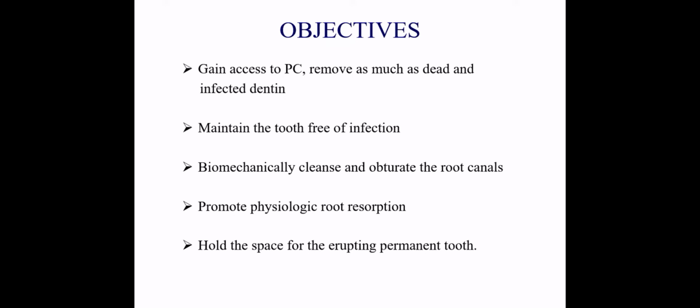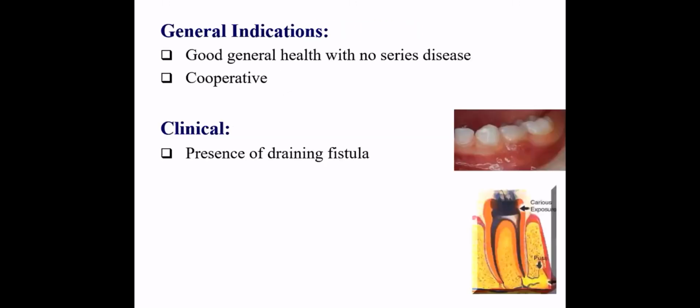Second is maintaining the teeth free from infection. That is the same as pulpotomy, what we have discussed earlier. Then biomechanically cleanse and obturate the root canals, promote physiological root resorption, and hold the space for the eruption of the permanent tooth. So these are the basic objectives of a pulpectomy, the need for doing a pulpectomy.